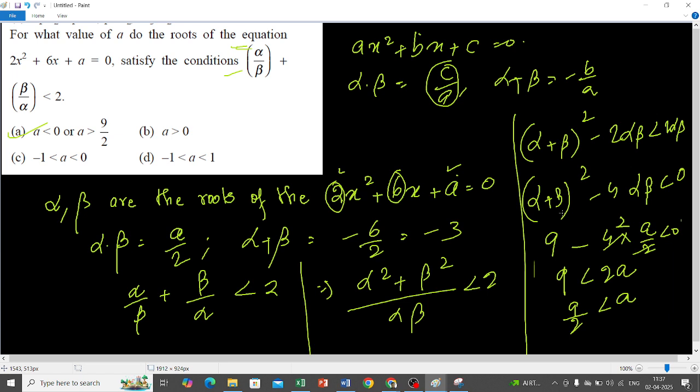What is alpha plus beta? Minus 3, that is minus 3 square, that is 9. Minus 4 into alpha beta, a by 2, 2 to the 4. Okay, 9 less than 2a, or 9 by 2 is greater than a. That's it, got the answer. Did you understand?